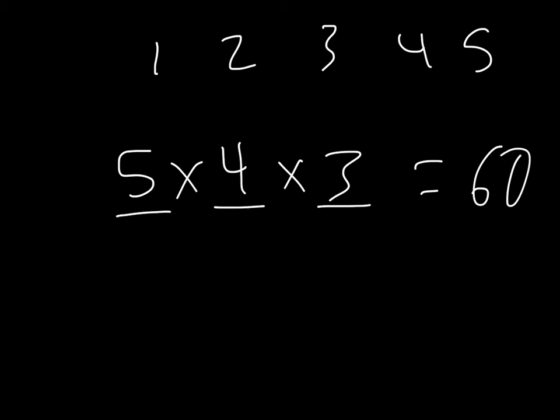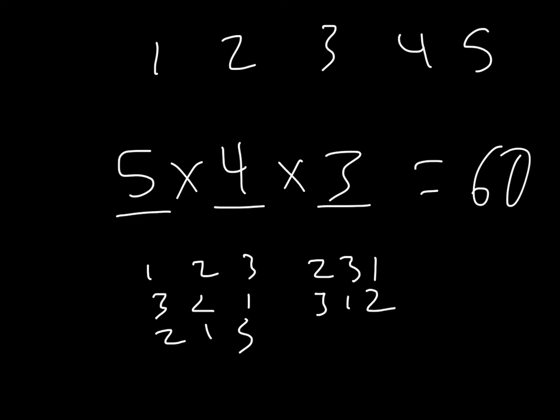Because, if you think about it, a team that has number 1, 2, and 3 on it is the same as a team that has 3, 2, and 1 on it, is the same as a team that has 2, 1, and 3 on it, is the same as a team that has 2, 3, and 1 on it, is the same as a team that has 3, 1, and 2 on it, is the same as a team that has 1, 3, and 2.